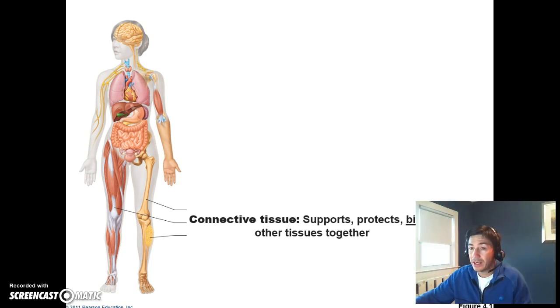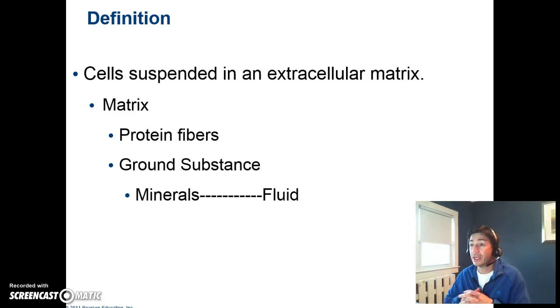Let's see, connective tissue we do have to talk about a little bit. So connective tissue is defined as cells suspended in an extracellular matrix. The matrix is then broken down into protein fibers and ground substance. So proteins you're probably familiar with.